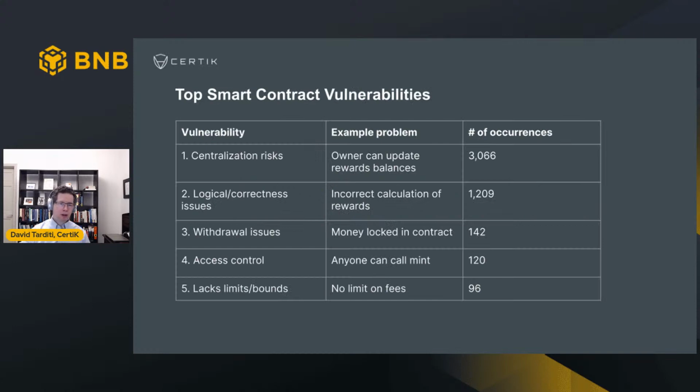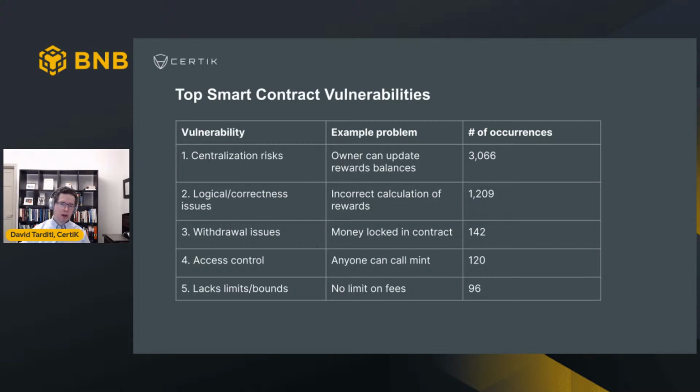The number one thing that we're seeing in smart contract vulnerabilities is centralization risks. An example of a centralization risk is where the owner can just update reward balances. We saw over 3,000 occurrences of that. The number two thing we're seeing is logical and correctness issues. This is where there might be a calculation in the contract that's just wrong, or there's some logic flow that is incorrect in the contract.